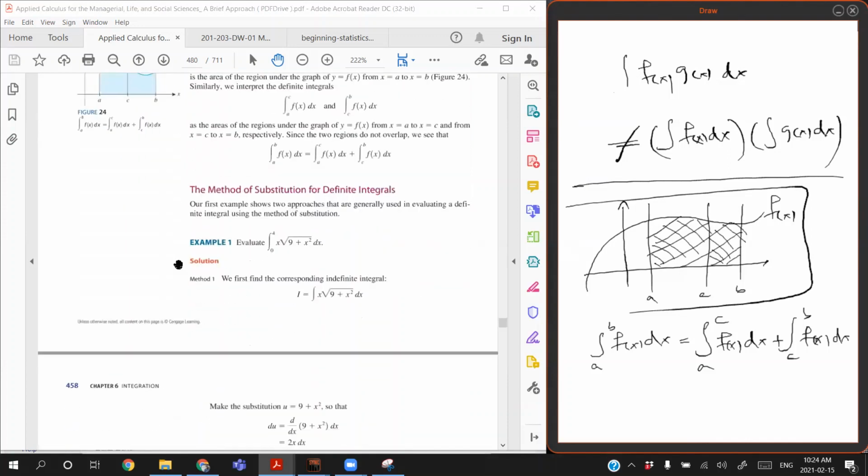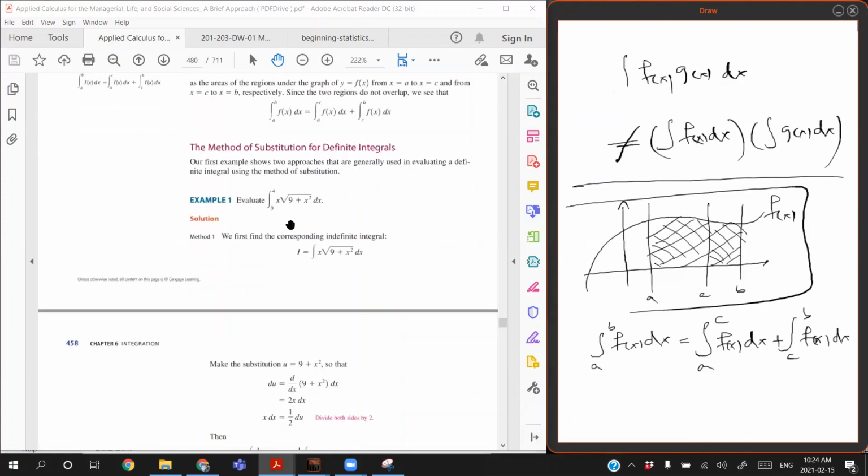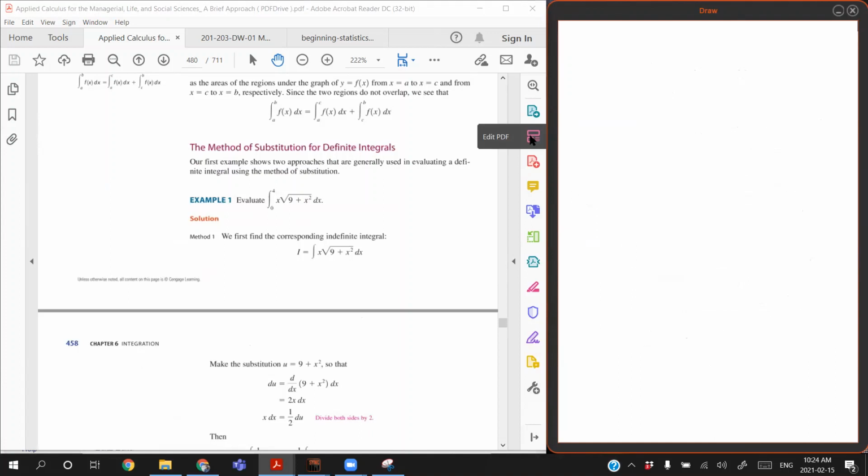Okay, so now that we learned about these properties, let's combine whatever you learned about substitution and definite integrals. If I give you x times root of 9 plus x squared dx and ask you to solve this, you say, okay, this is an indefinite integral. I can solve that by substitution. I take u to be 9 plus x squared. Then du is going to be 2x dx. Then I'm missing a 2, so I multiply by a 2 and divide by a 2.